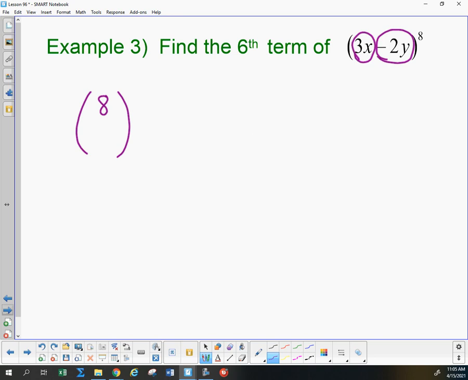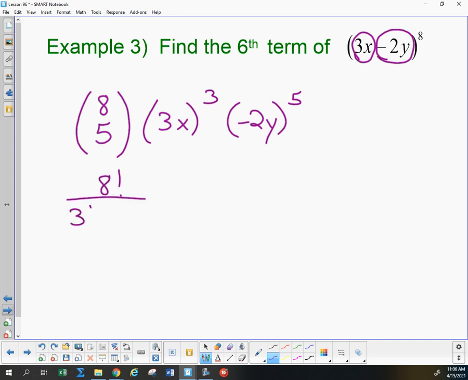Everybody, if it's the 6th term, what goes in the bottom of the combination symbol? 5, good. Then I'm going to have my entire first term to some power times my entire second term to some power. The 5 not only goes 8 choose 5, it is also the last exponent. Everybody, what does the first exponent need to be? Okay, so I need you guys now, we write down 8 factorial over 3 factorial and 5 factorial. Evaluate that for me.